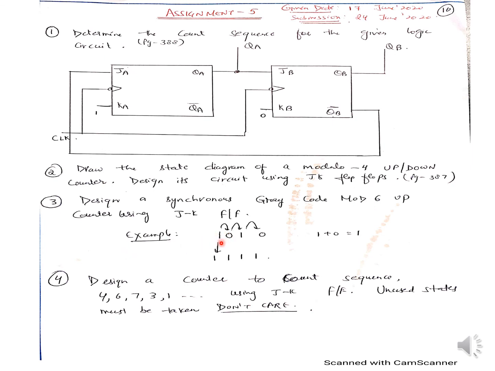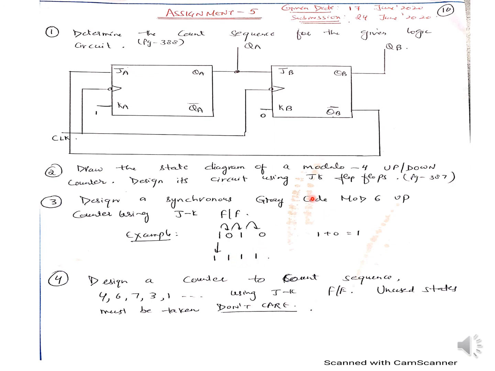Suppose the number given to you is 1010, so you will write the first number as it is, and then you will add these two numbers. 1 plus 0 is 1. You will write 1. Then you will add these two numbers, you will write 1. Then you will add these two numbers, you will write 1. So gray code for this number is 1111.